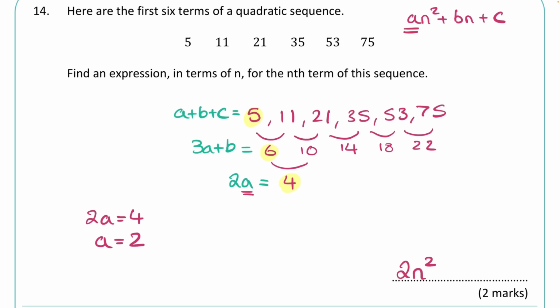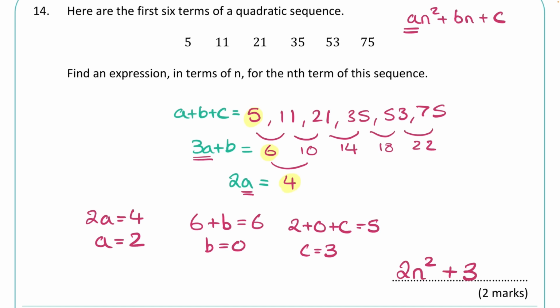I can now solve the next one. We have 3a plus b. If a is 2, then 3a is 6. So 6 plus b is equal to 6. So b is equal to 0. Well, rather than writing plus 0n, I'll just leave that completely. And now I'll work out what c is. So a is 2, b is 0, plus c is equal to 5. So c has to be equal to 3. So it's 2n squared plus 3. And there is the nth term of this quadratic sequence.